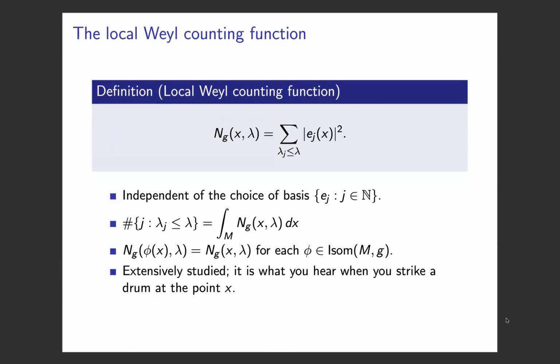Okay, so the key object that's going to drive the proof, that's going to drive the arguments, is the local Weyl counting function. It's defined as such. You have your orthonormal basis of eigenfunctions, your E_j's, and we're going to define N(x, lambda), x being a point on the manifold, lambda just being a real number, a threshold. This is the sum over all lambda_j less than or equal to lambda of the norm squares of the eigenfunctions evaluated at the point x. And this looks perhaps a little weird at first, but it's actually extensively studied, a very natural object in spectral geometry.